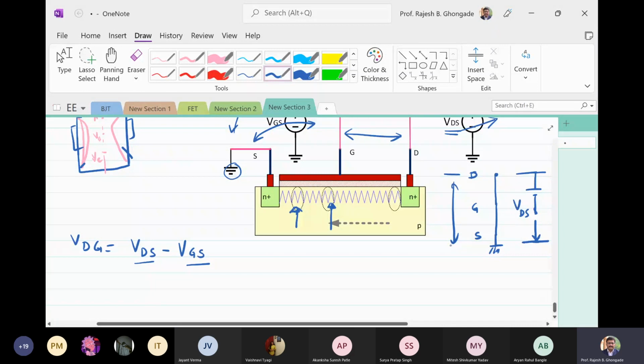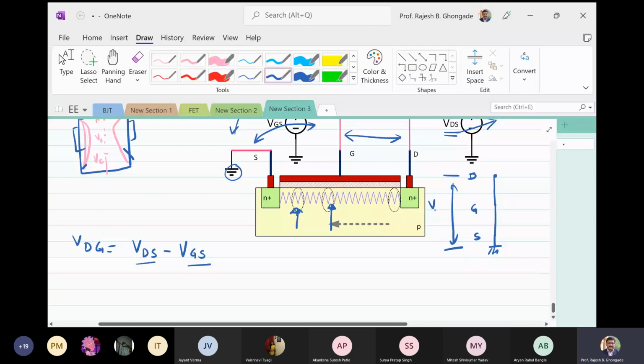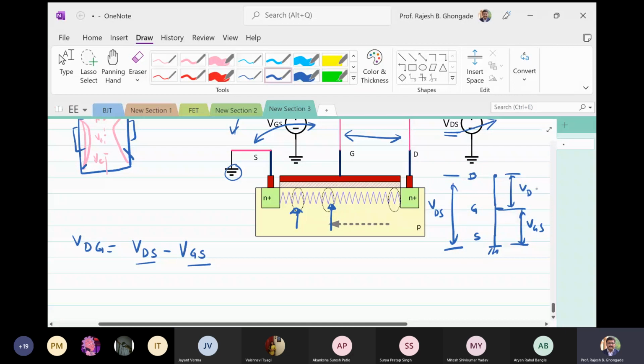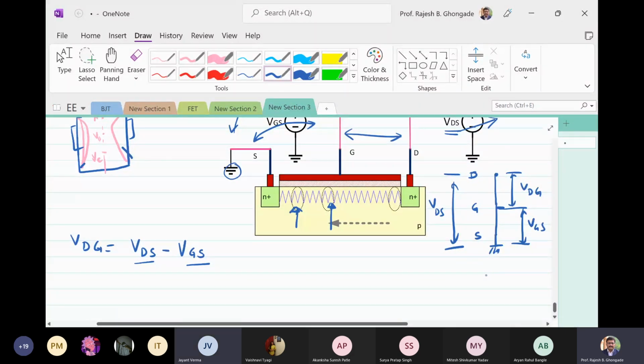Okay, just do away with this for clarity. So what is this voltage? The voltage between this point and this point is VDS. Now the voltage between this point and this point, what is this? So VGS. And what is the voltage between this point and this point? That is VDG. Yes, sir. So how do you find out VDG? It's VDS minus VGS. That's it. This is that equation. Got it now? Yes, sir.